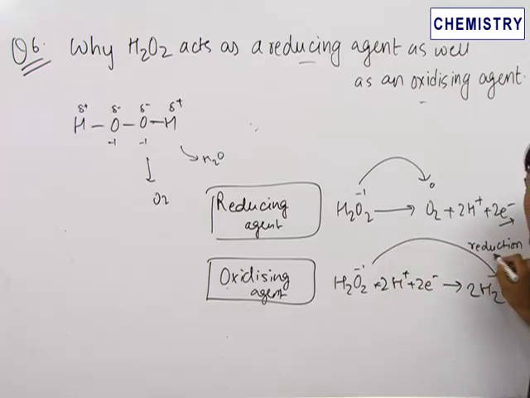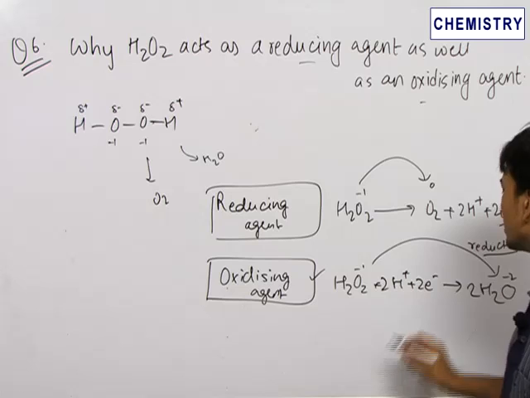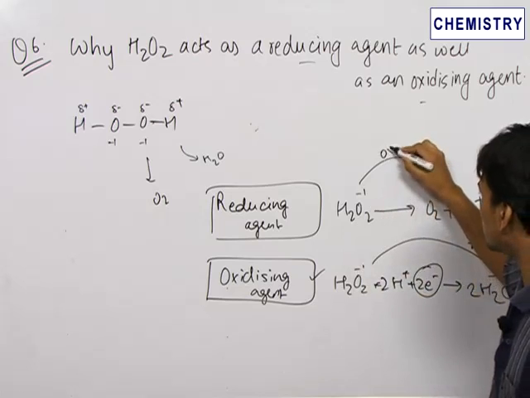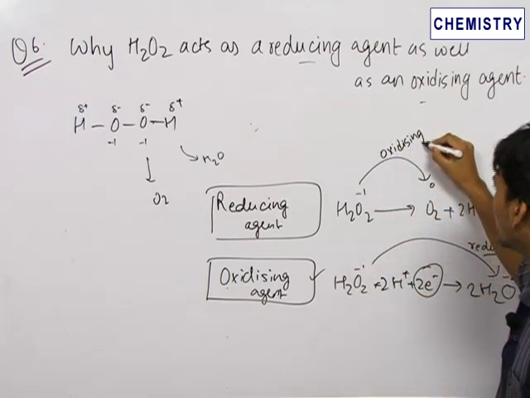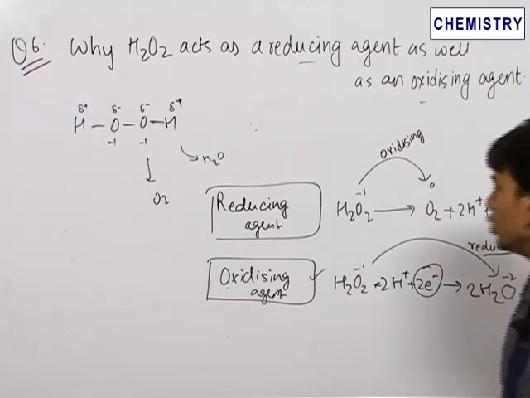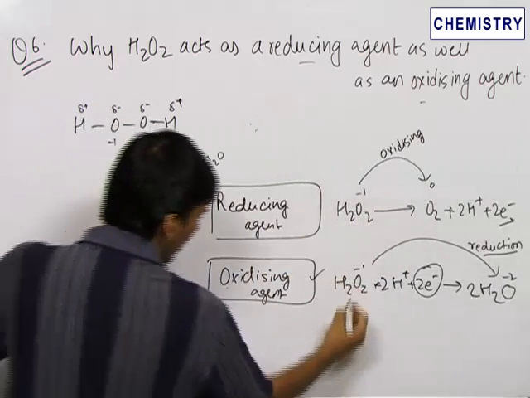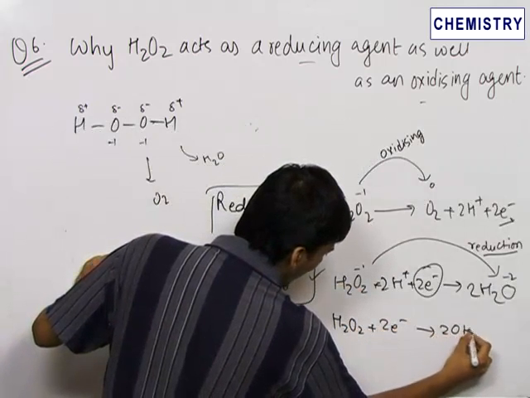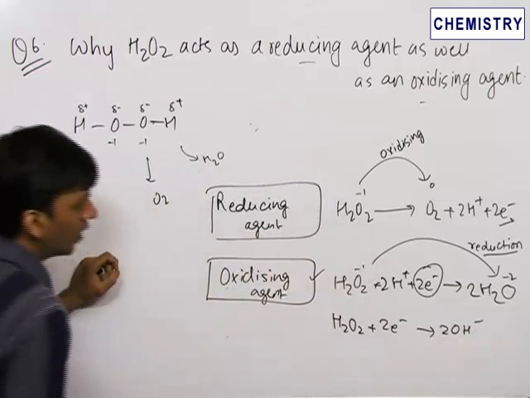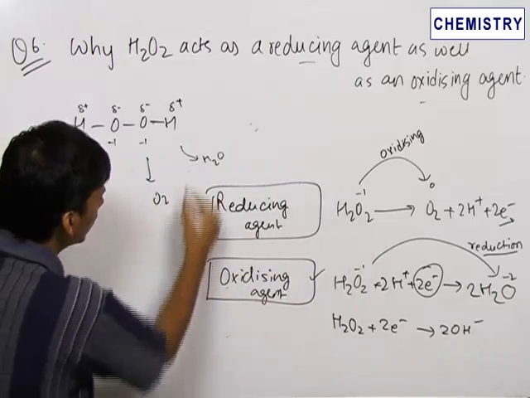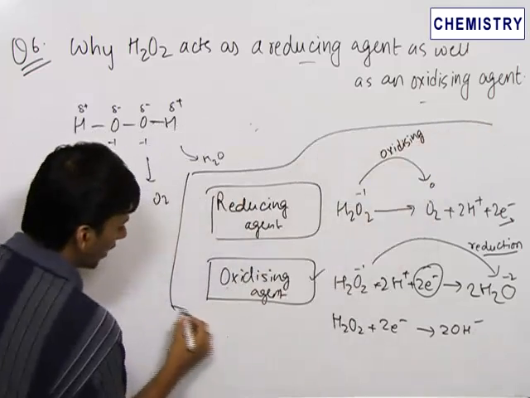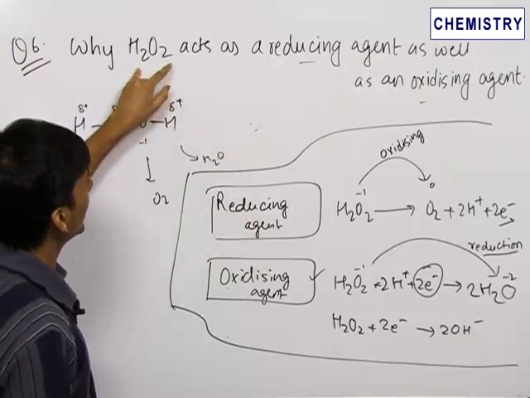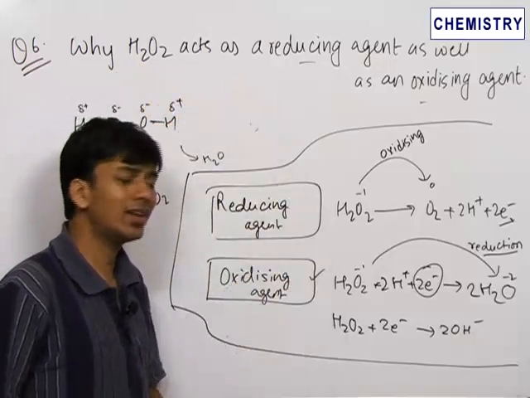Therefore, in the process of itself being reduced, it acts as an oxidizing agent because it accepts electrons from the other substance. Over here, the H2O2 is getting oxidized. Therefore, it releases the electrons for the other substance to be reduced. Therefore, H2O2 acts as a reducing agent in this case. This equation can also be written as H2O2 plus 2 electrons gives us 2OH minus. Now, you should also always remember these two equations of the reducing nature and the oxidizing nature of H2O2, and we thus prove and explain why H2O2 acts as both a reducing agent and an oxidizing agent.